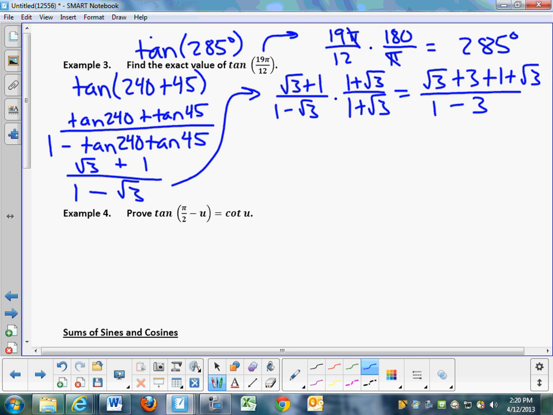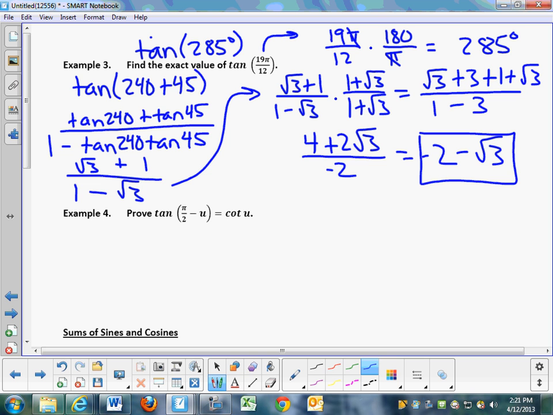On top we can. So on top you got 3 plus 1 is 4, plus 2 square roots of 3 over negative 2. Can I divide both those by negative 2? Yes. Negative 2 minus the square root of 3. That is the exact value, my friends, the exact value of the tangent of 19 pi over 12.